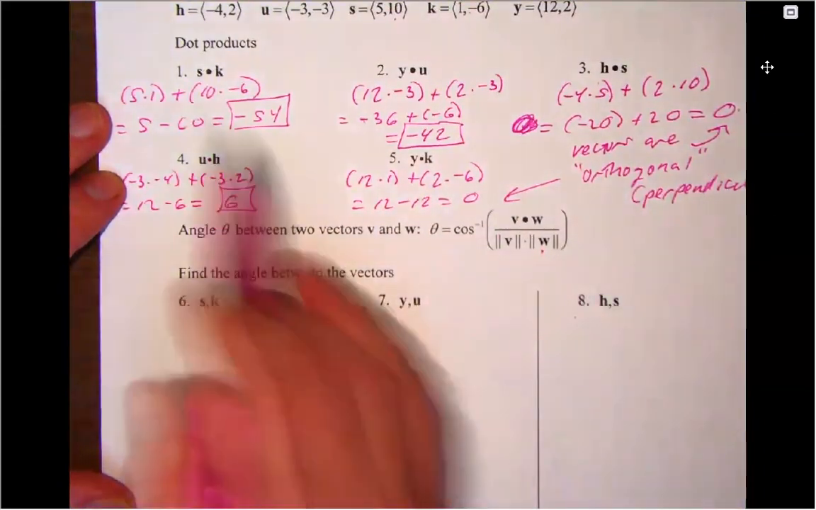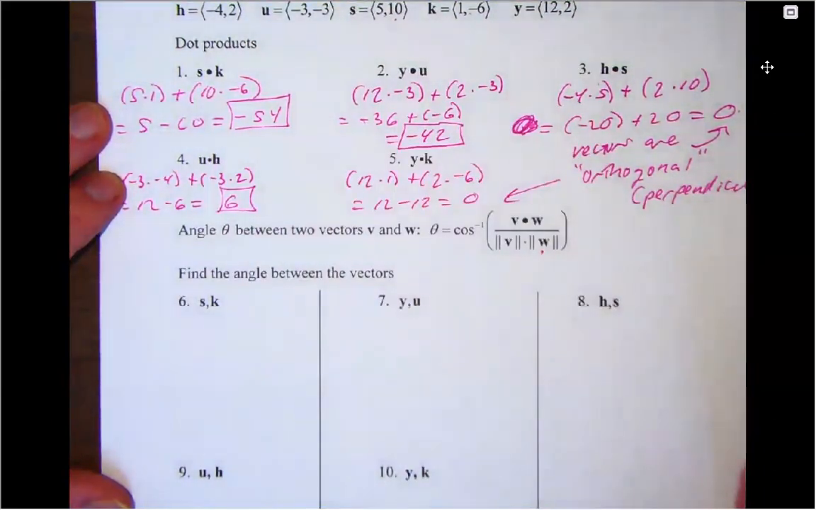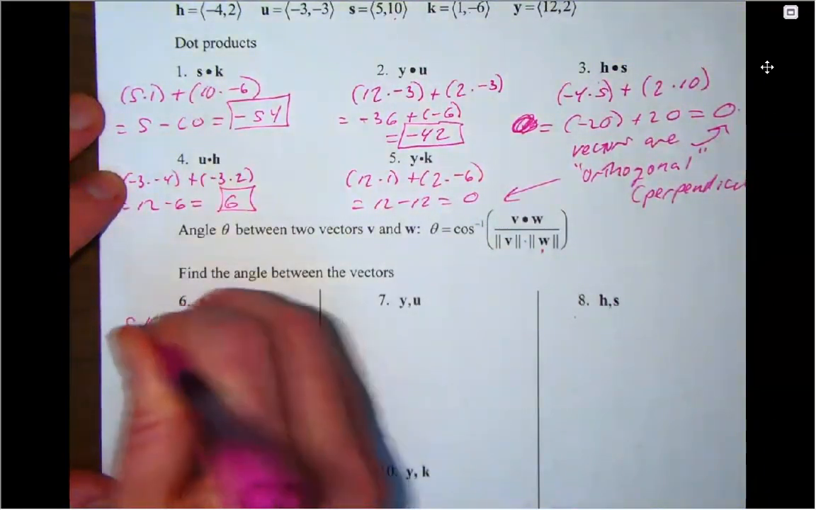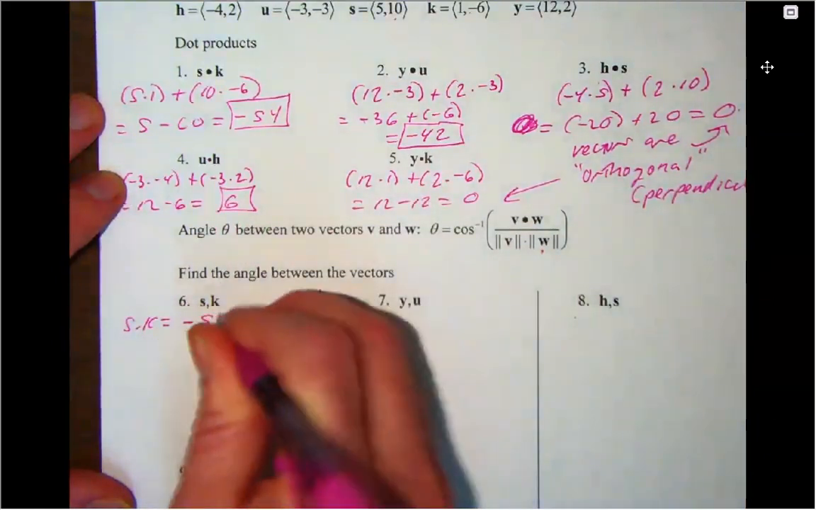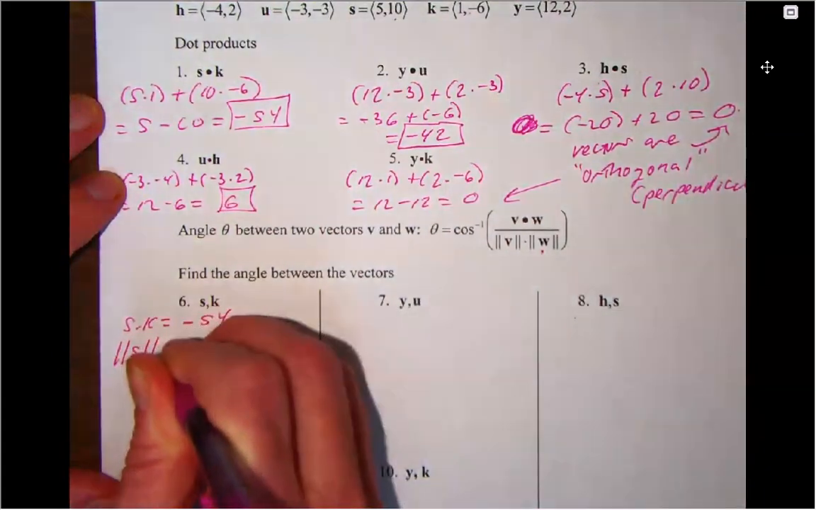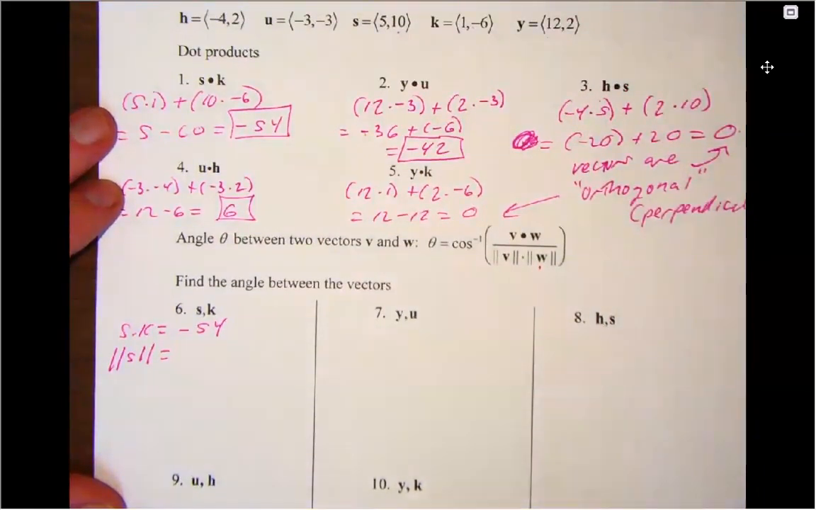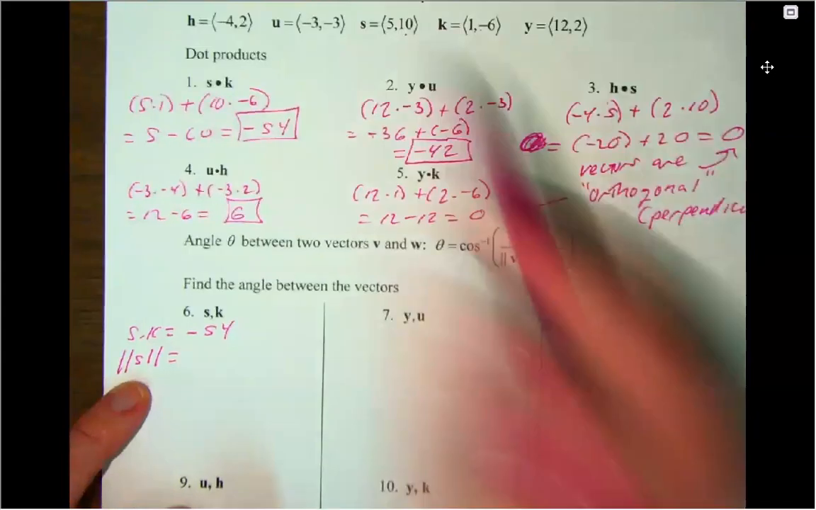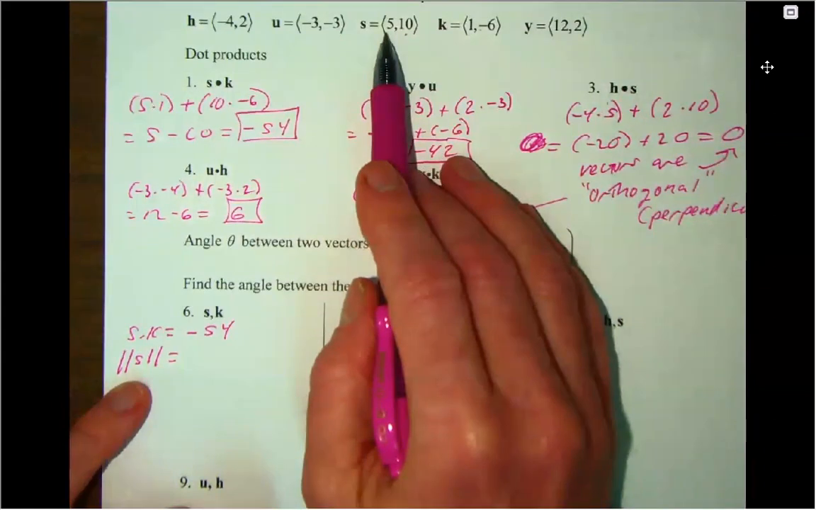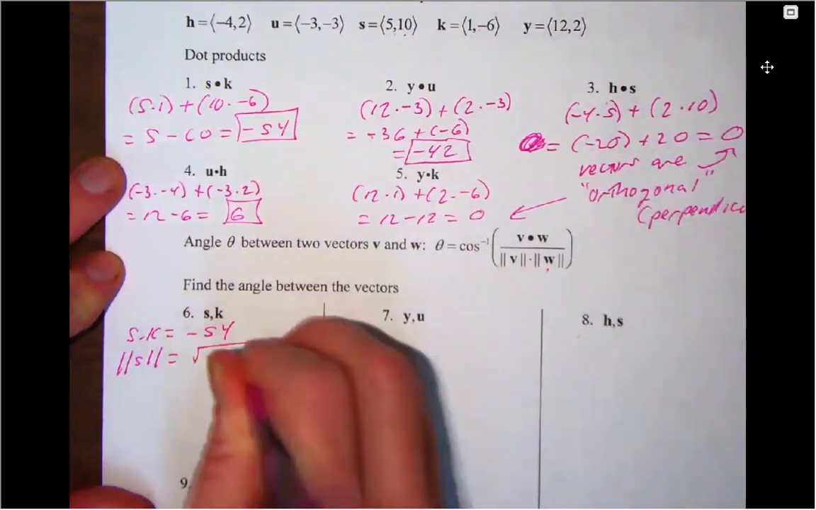So S and K, notice I did use the same pairs of vectors in these, so we would have to do double the work. The S dot K, I already have that. So S dot K is -54. But I have to find the magnitude of S. And if you remember from Thursday, Friday, the magnitude isn't anything more than the square root of the sum of the squares. So for vector S, the magnitude would be 5 squared, 25, plus 10 squared, 100. Add those together, so it's the square root of 125.